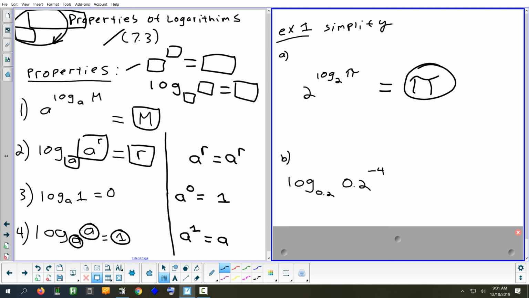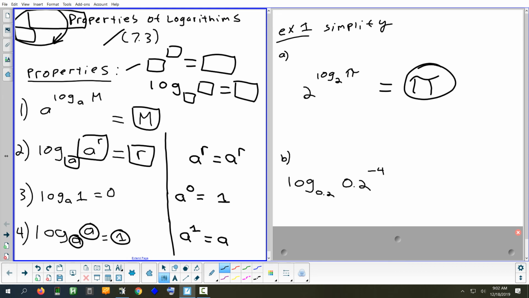Alex, which property does that one look like? 1 through 4. Yep, that's property 2, based on the log and the base inside the argument matching. So based on property 2, what should that come out to? Yeah, it comes out to negative 4.